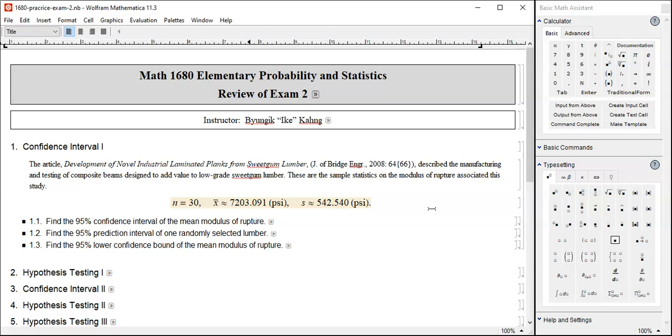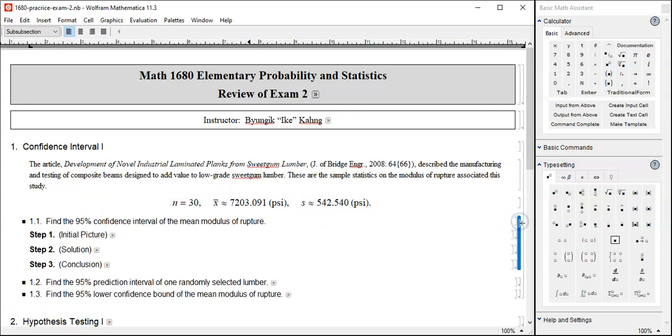First, let's find the 95% confidence interval of the mean modulus of rupture. This is the mean observed. So we're going to have plus or minus something, the margin of error, and that's called the confidence interval. It depends heavily upon this confidence level. And this is how we begin.